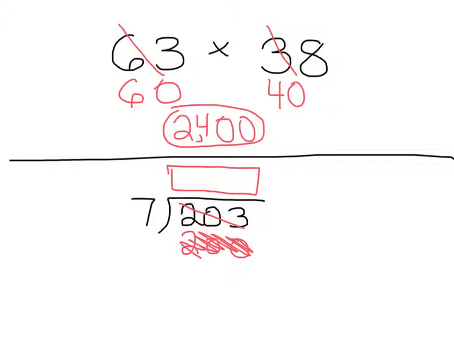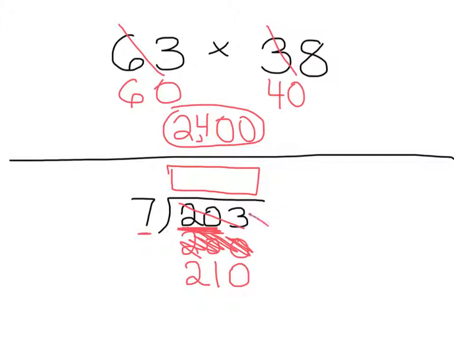So I'm dividing by 7. Now, does 7 divide into 2? No. Does 7 divide into 20? Yes. So now I need to think of a number that's close to 20 here that 7 divides into. 21. 7 divides into 21. So I'm going to change the 203 to 210.